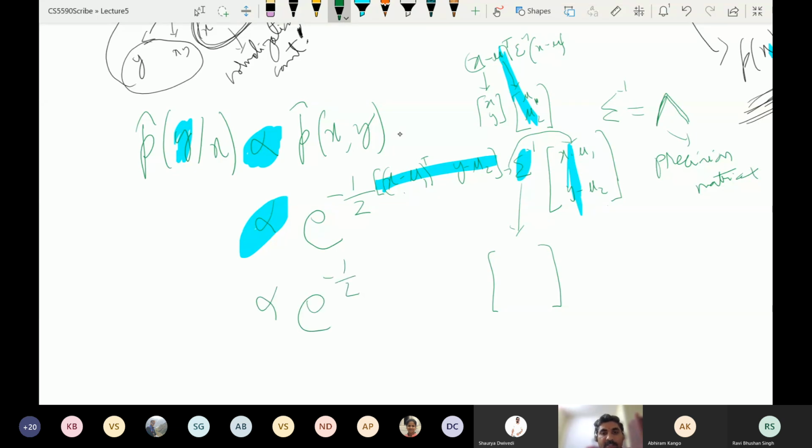So let's split mu minus mu2, and the first part let me call lambda 1 1, lambda 1 2, lambda 2 1, lambda 2 2, and then this is okay. Just to make sure all of you are on the same page, let me ask some questions. What is the dimensionality of lambda 1 1?